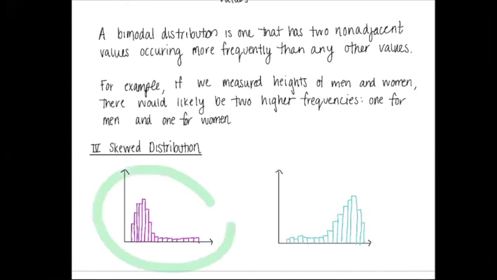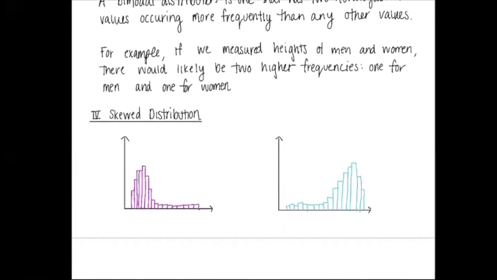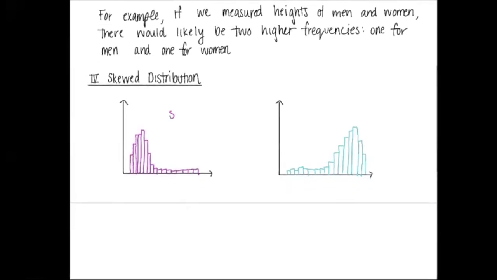Which direction would you want to say this is skewed, the left or right? To the left? That's what I would think too, but it's not. So this is the one that's skewed to the right. I've made that same mistake before. So this one is skewed to the right. And this one is skewed to the left.